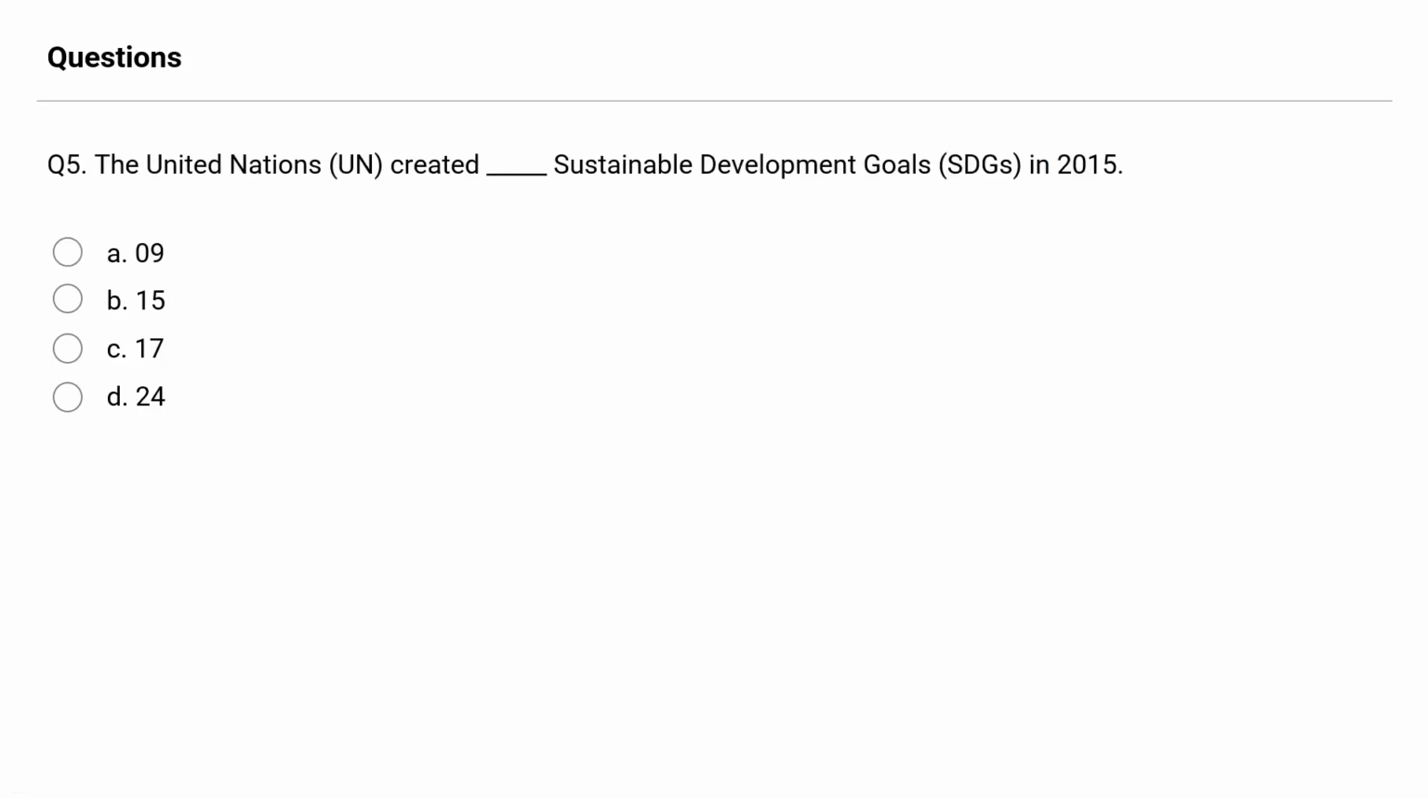Let's go to our fifth question. The question is: the UN created the Sustainable Development Goals in 2015. So what we are basically asking is the number of SDGs. If you have gone through the PPT, we have already shown you one image in the content recap. Option C, sir. We have got one vote on option C. Anyone else?